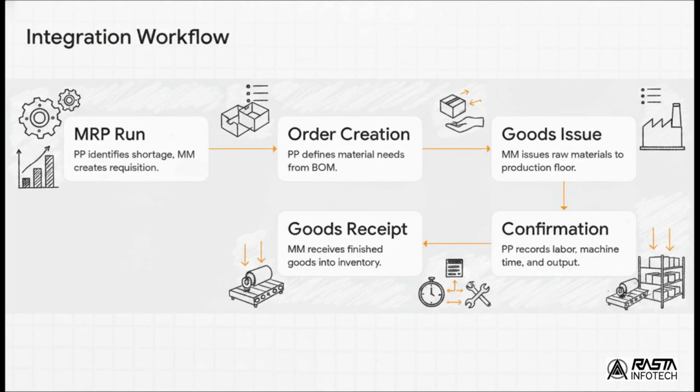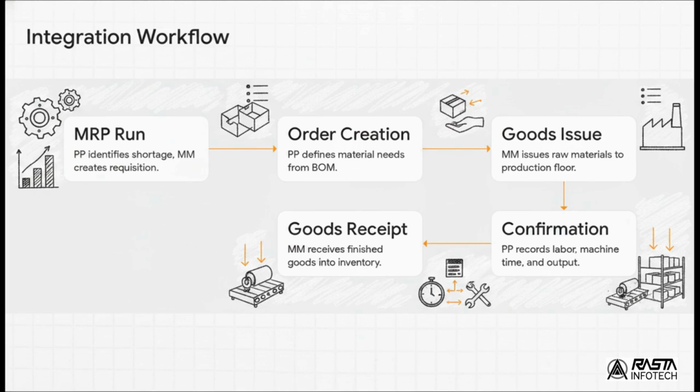Imagine a hypothetical product going through your factory. Step 1, the MRP run kicks off. PP identifies a material shortage based on demand, and MM automatically creates the purchase requisitions to get those materials. Step 2, production order creation. Over in PP, the bill of materials and routing explode to define exactly what material needs are required for this specific job.